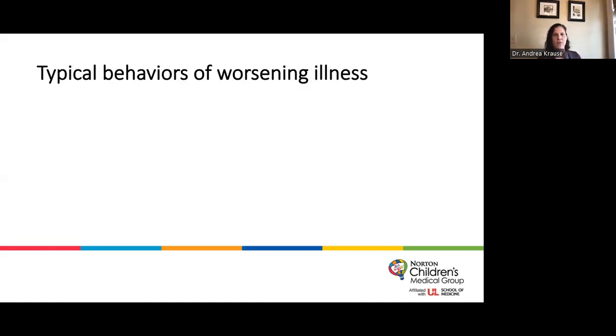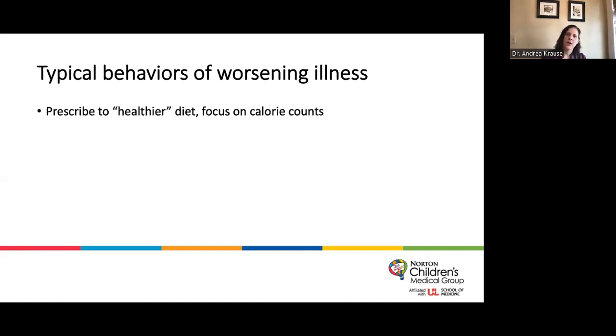So some typical behaviors of worsening illness that parents will describe about their children. It can start out subtly, subscribing to a healthier diet. Lent is coming up, watch out. We just got past New Year's with resolutions. So it can start out innocent enough. And then there's this fixation sometimes on calories. Sometimes weighing themselves frequently can be a feature.